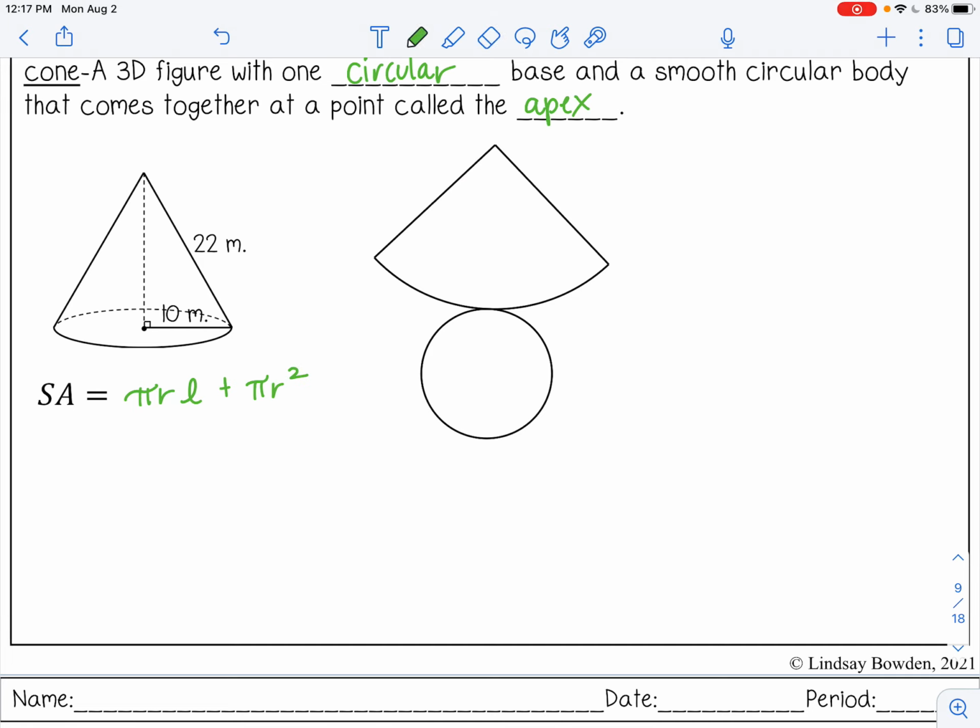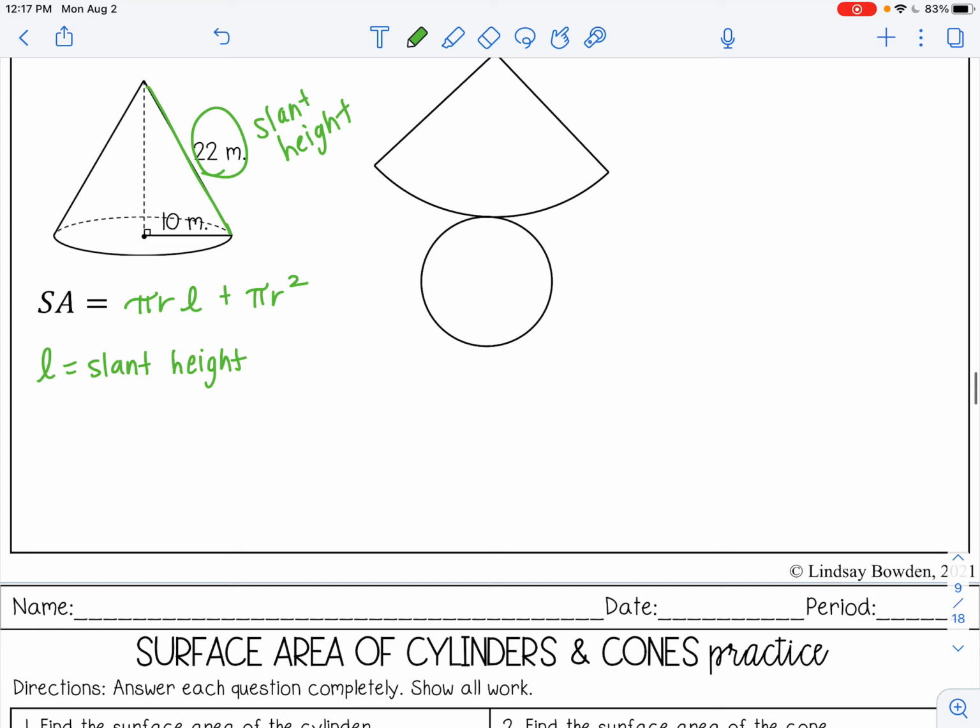L is actually the slant height. So that would be here. Now I know we have also seen slant height as an S. It can be either S or L. The reason it's sometimes S instead of L is because we don't want to get it confused with length. So if a formula already has L for length, then you'll see slant height as S. If it doesn't have an L for length, then you'll see that slant height as L.